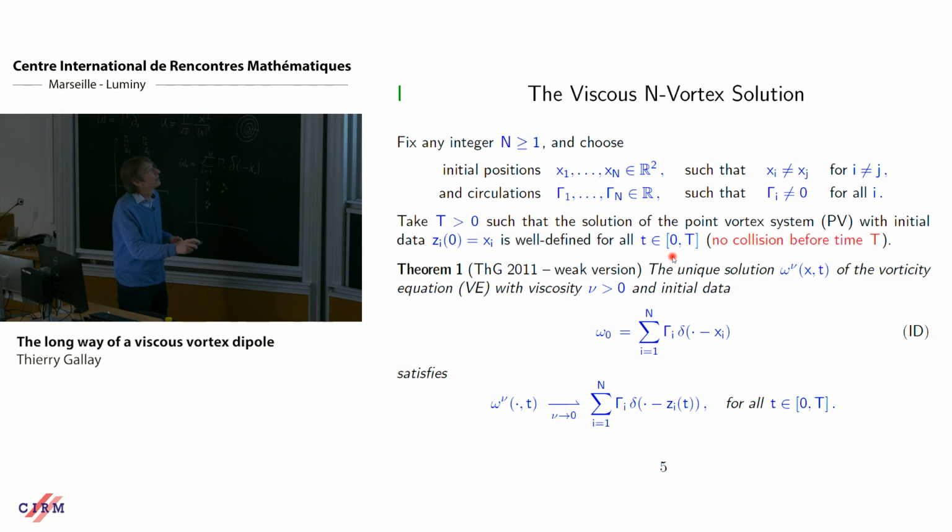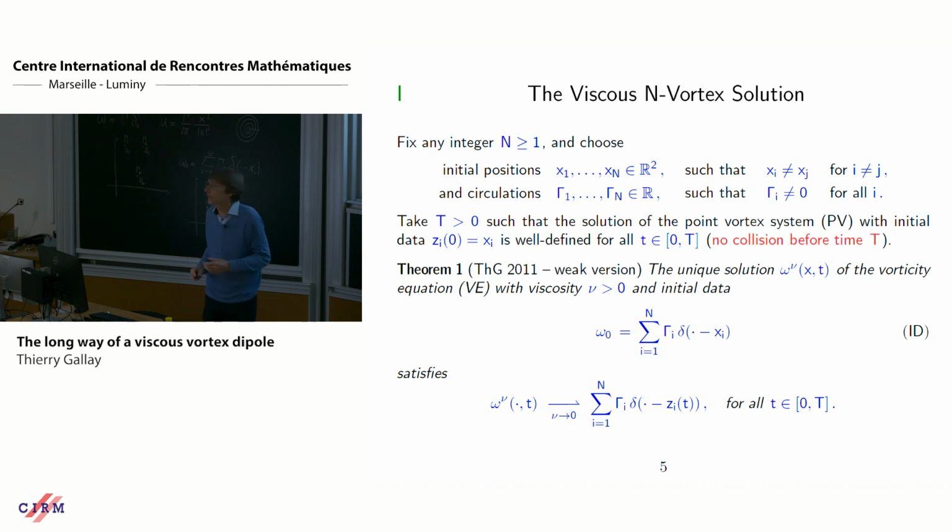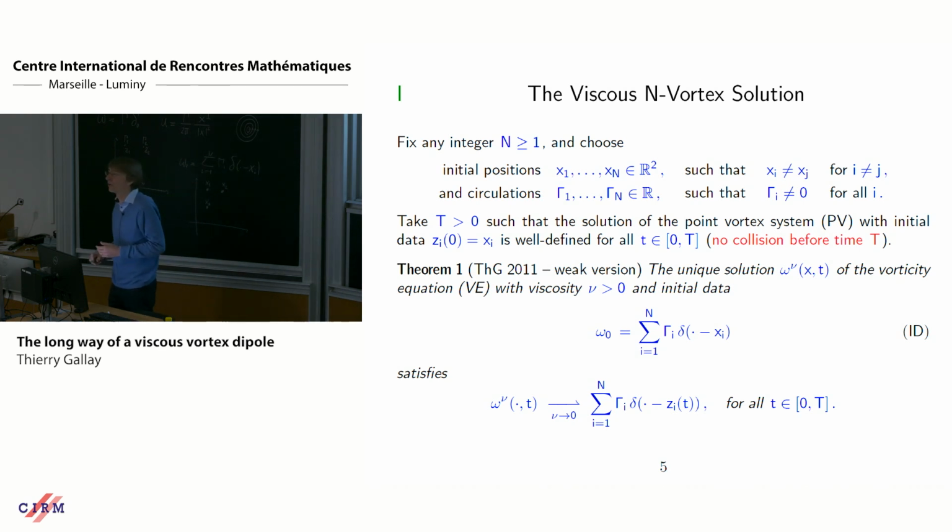So, on the interval 0 to capital T, I solve the Navier-Stokes equation. It has been known for more than 20 years now that there is a unique global solution of the 2D Navier-Stokes equation with such initial data. This is at the borderline of what we can do for the Cauchy problem, but this is possible.